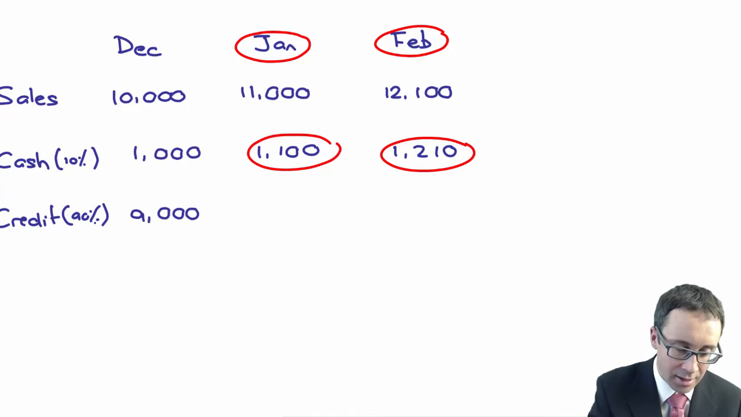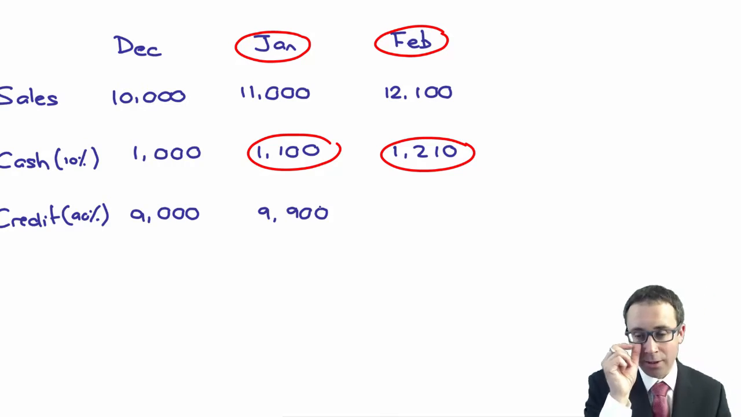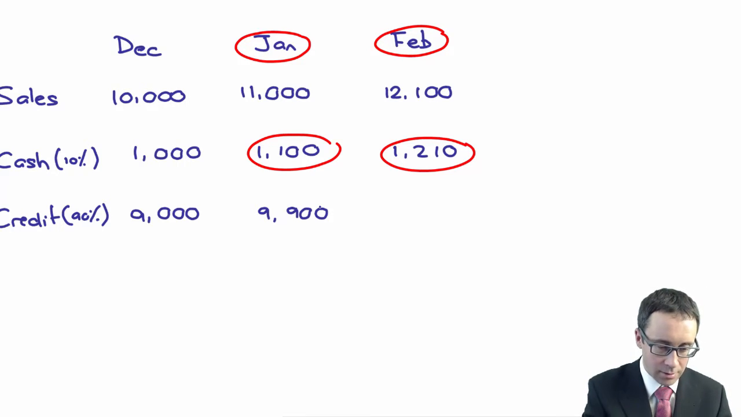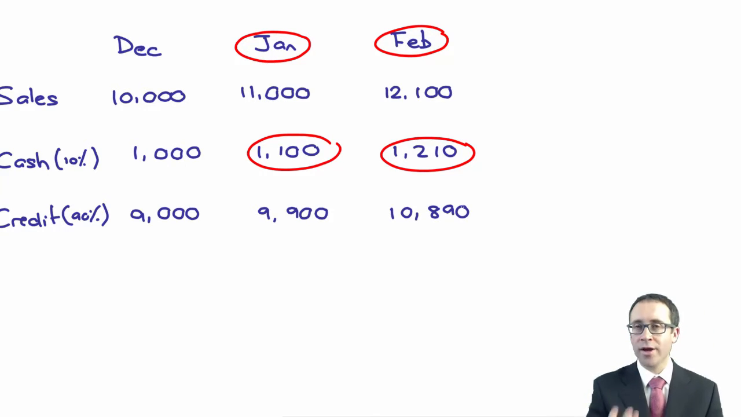11,000 times 90%. Oh, that's 9,900. I know it was 9,900, just wanted to double check. Don't want to make any mistakes. And then in February, is it 10,800? 90. Okay, so that's what the credit sales are.